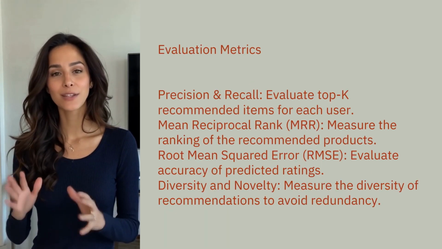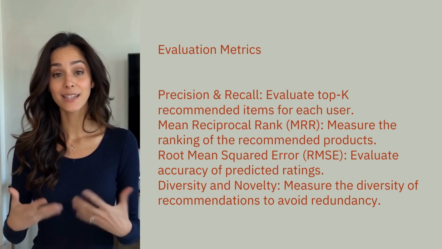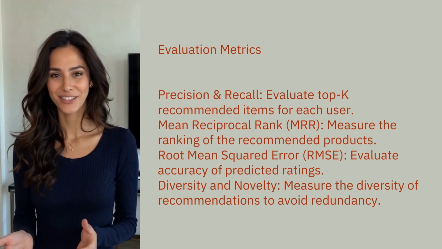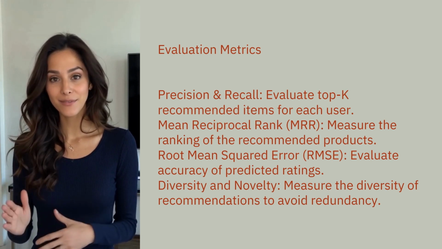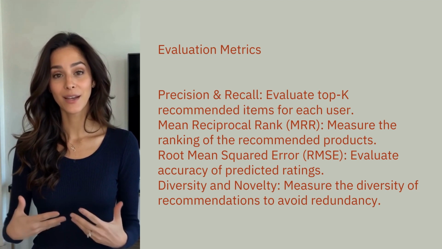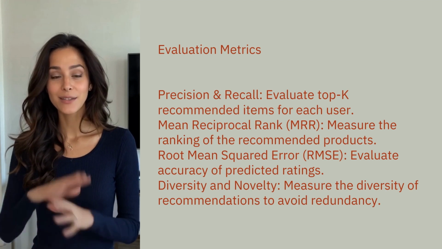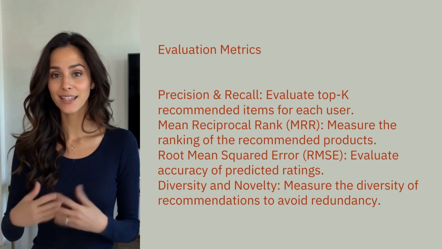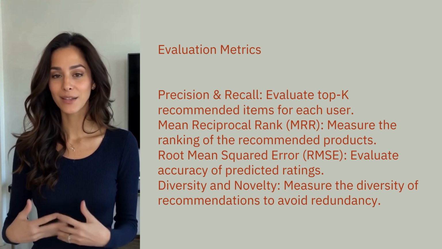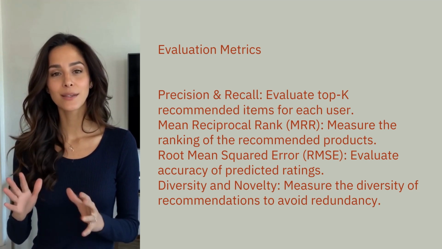To evaluate the effectiveness of a recommendation system, a combination of evaluation metrics is needed. Precision and recall are the standard metrics to assess how well the system is recommending relevant items. Precision looks at the proportion of recommended items that are relevant, while recall measures how many relevant items are actually recommended. Mean reciprocal rank, MRR, is another important metric for evaluating the ranking of items in the recommendation list, how quickly the first relevant item appears.